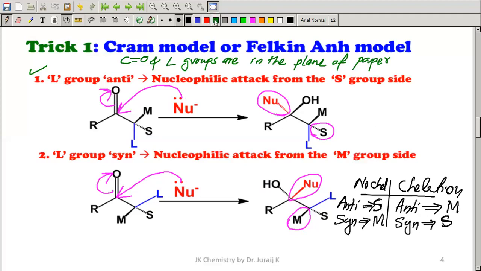Okay. This is the trick. You have to learn only this one. Then you can predict your major outcome. Okay, fine.